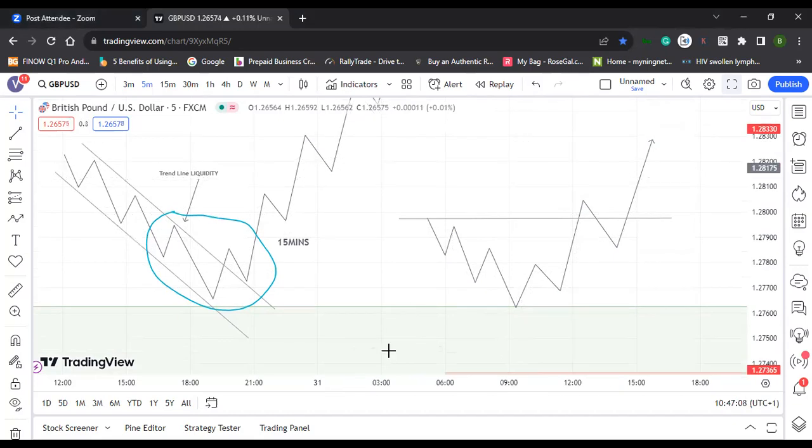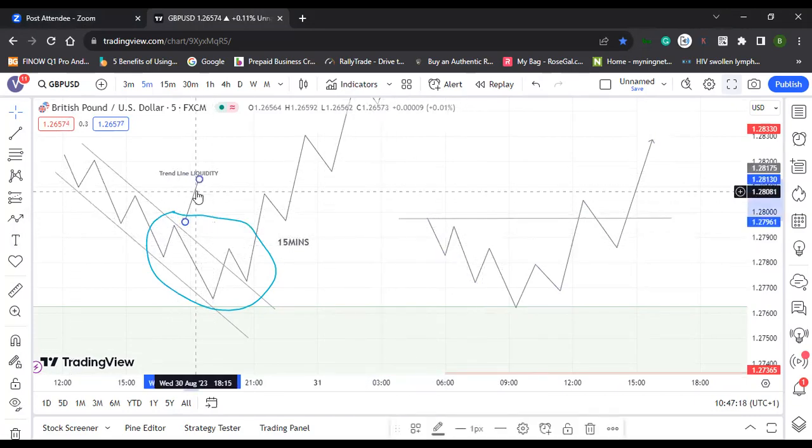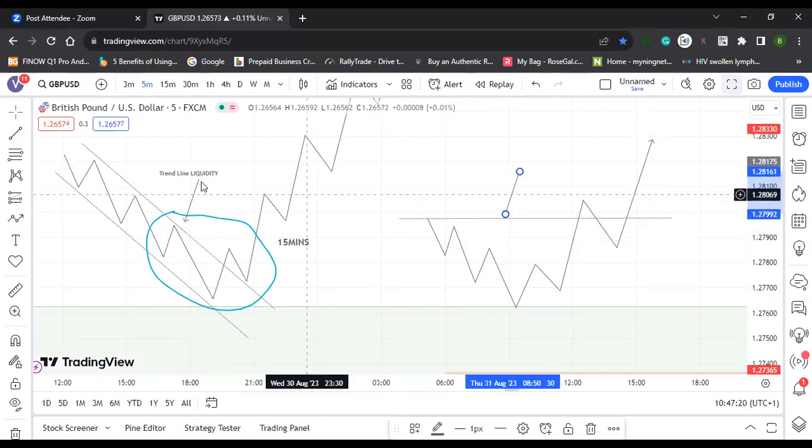Okay, perfect. So now I was saying we have trend line liquidity, and now we have the resistance liquidity. That's this one, what we're seeing here at this point now.